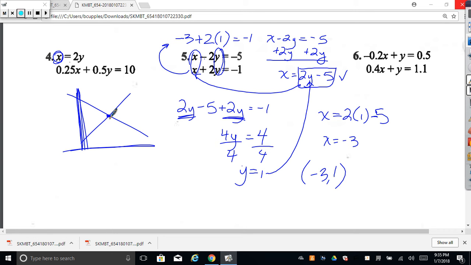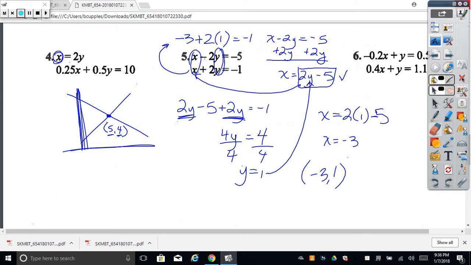Because the x values here, whatever the x value is, let's say it's a 5, and whatever the y value is here, let's say it's 4, they're the same in both the equations as they pass through there. The x value and the y value are the same in both equations. So that's what we're looking for, where they cross. All right, let's look at the last one right here.